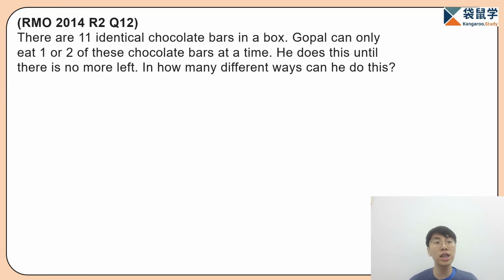So this question here says that there are 11 identical chocolate bars in a box. Gopal can only eat one or two of these chocolate bars at a time. It says that he does this until there are no more chocolate bars left. In how many different ways can he do this?